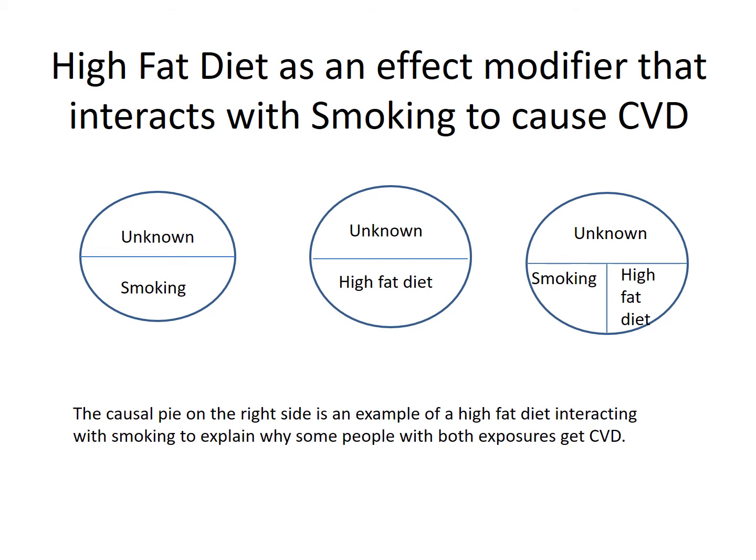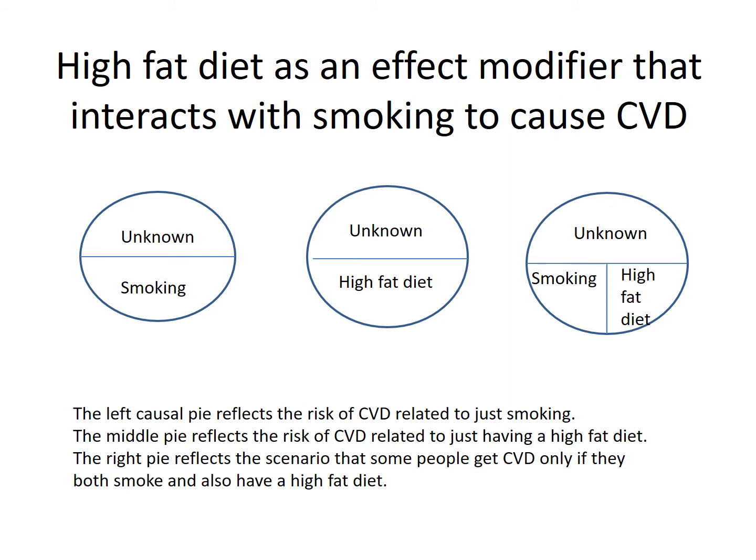Now, how do we do that? Essentially, what we're talking about is that the left causal pie reflects the risk of CVD relating to just smoking. The second one is the causal pie that relates to just having a high-fat diet. And that third pie reflects a scenario that some people will get the cardiovascular disease only if they both smoke and also have a high-fat diet. So these concepts of looking at just the exposure, just the effect modifier, or both together are the basis for the formulas that he writes out when he gives the formulas on page 204 and 205.